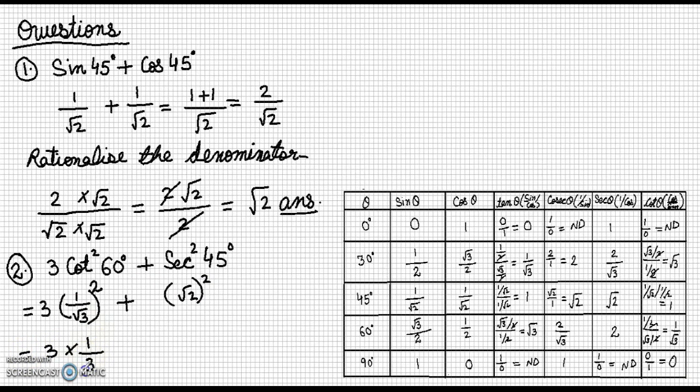Now we simply solve it. 3 into 1 by root 3 square is 1 by 3, plus root 2 square is 2. 3 gets cancelled with 3 and then we have 1 plus 2 which is 3. So our final answer is 3.